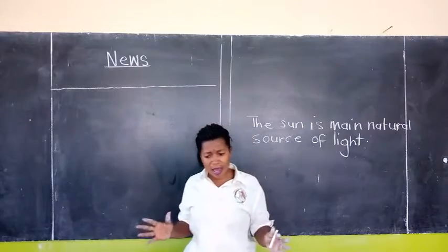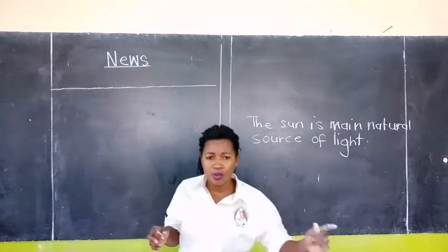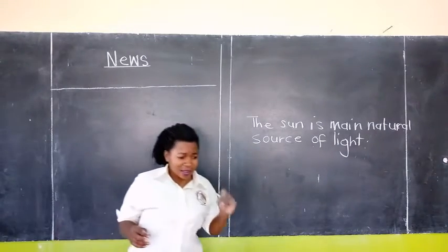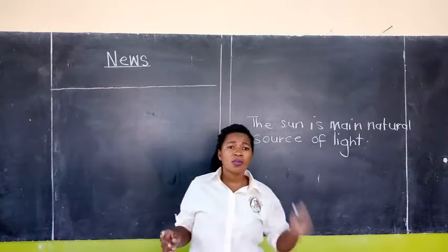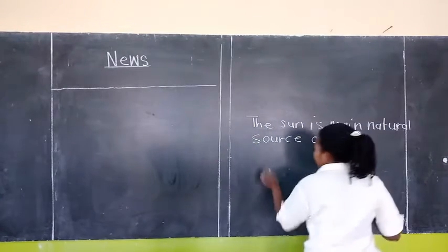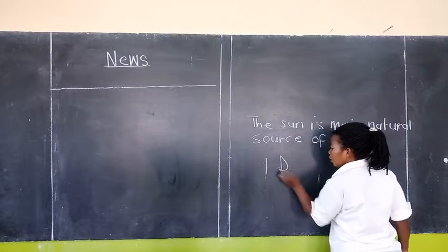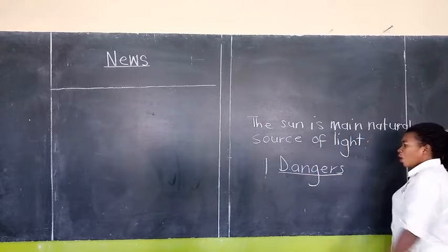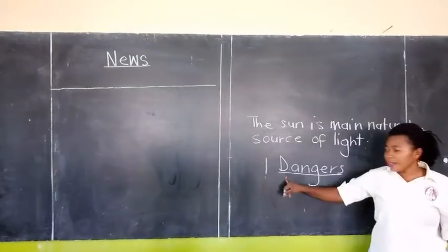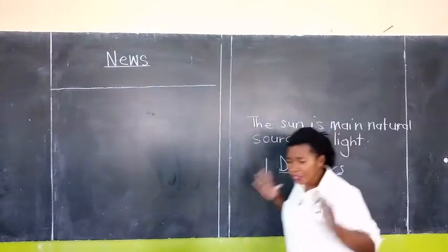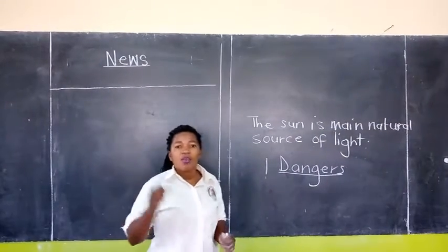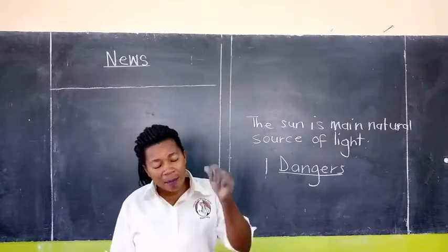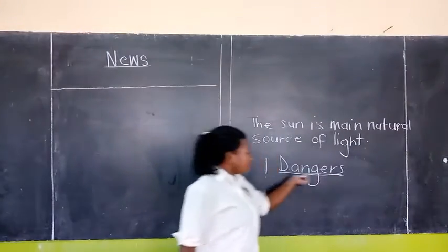Now the sun has got uses, and it is very useful. But again, the sun has also got what we call dangers. Dangers are the bad things that the sun has got. Yes, it has got the good things, but it has also got the bad things. And those are the dangers.